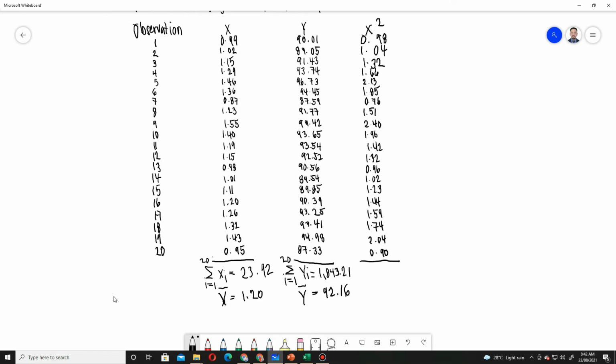Now we get the sum for the x squared column. This is represented by x sub i squared. The sum is equal to 29.27.